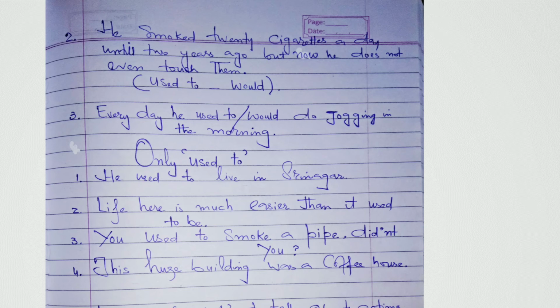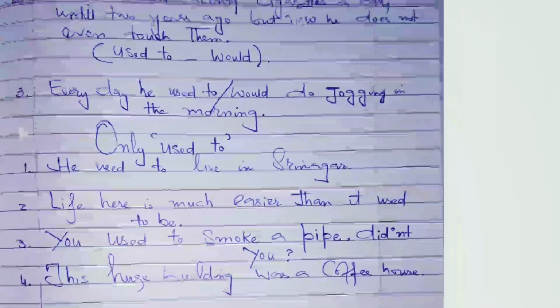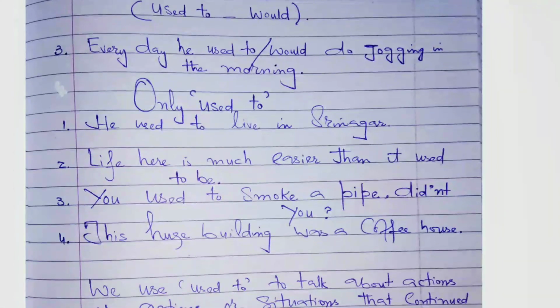Third example, every day he used to, or would, do jogging in the morning. This was a repeated action. Repeated action. In these three sentences, we can use either used to or would. Both are correct. But in the examples given below, there is only one option.